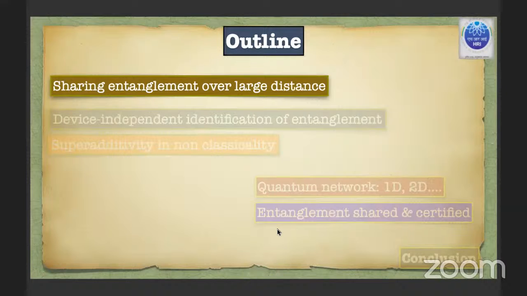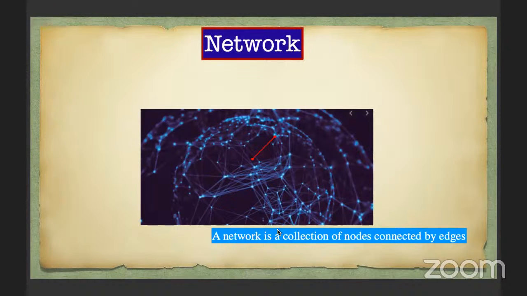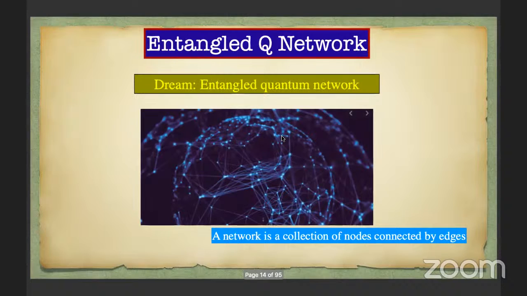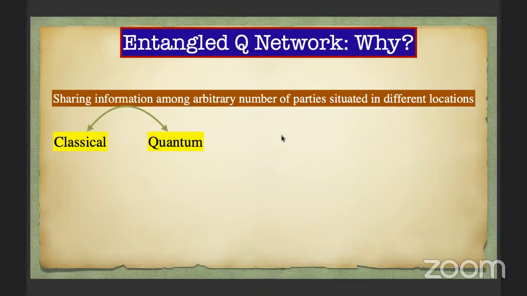So let's start with sharing entanglement over large distance. Network means it is a collection of nodes connected by edges. So these are the edges and these are the nodes. And our dream is to build such a network, but that network should contain entangled states, or these edges are entangled. Now, why do we need to build such an entangled quantum network?